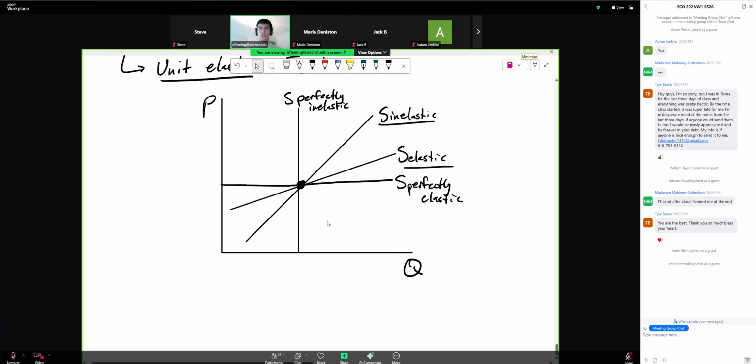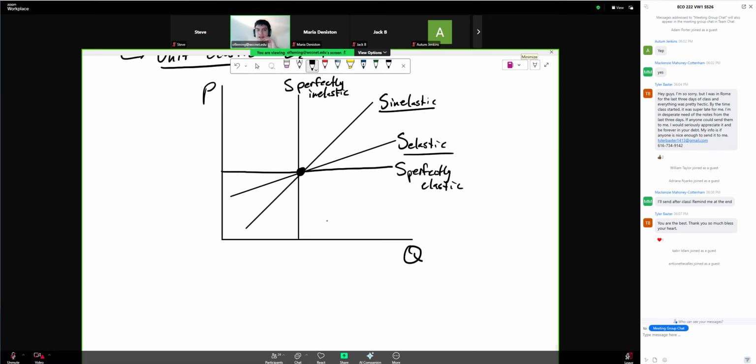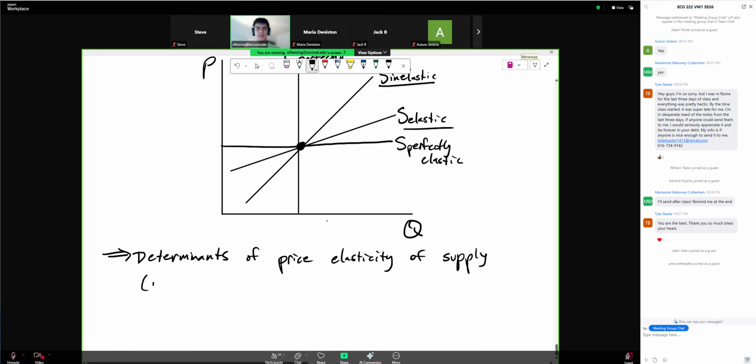Okay. So very similar graphs. And then the determinants of this. So I'll just go through the determinants quickly, and then we'll move on to the really important thing of the day. Determinants of price elasticity. I'll be honest with you, these are kind of a little bit lame. Okay. The first one is time.